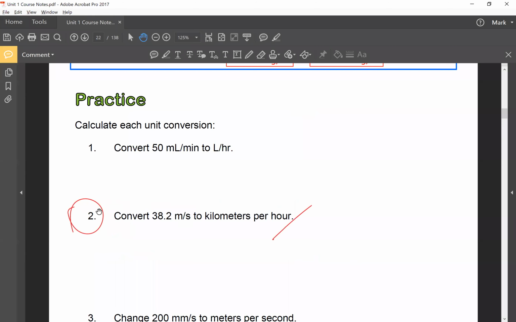Convert 50 milliliters per minute. This is an interesting unit. This is a good one for my engineers. Some of the engineering students will look at flow rates, which means how fast a liquid is flowing through, say, a pipe. There's way more to it than this, but this is a good little question. 50 milliliters per minute to liters per hour.